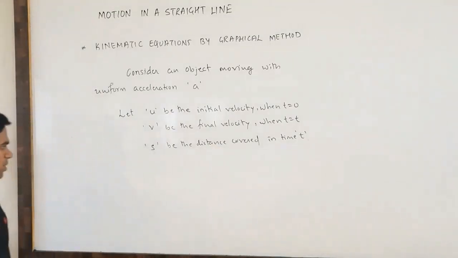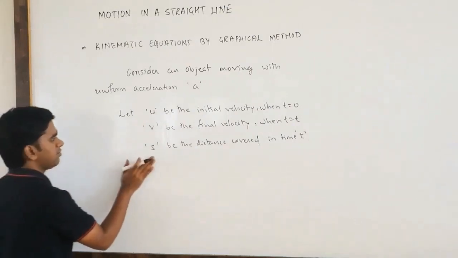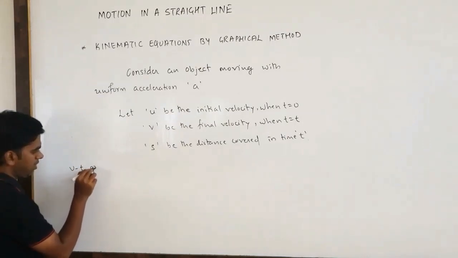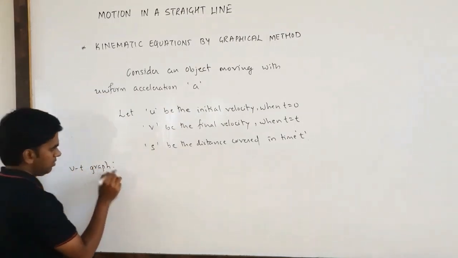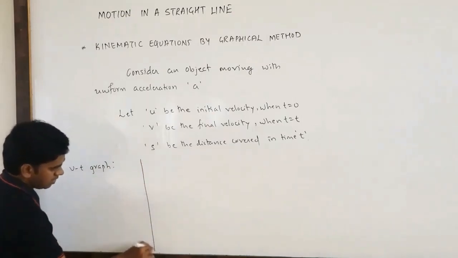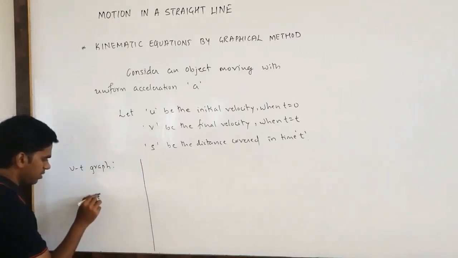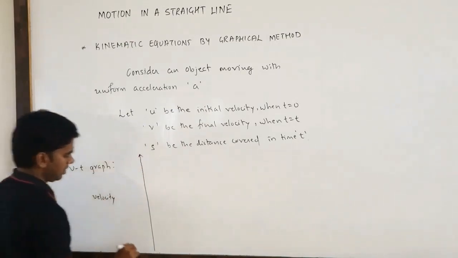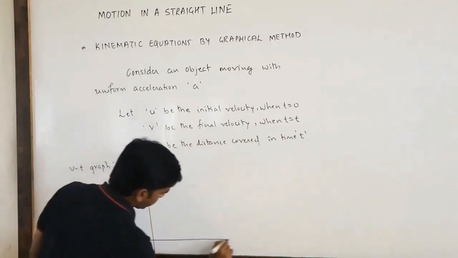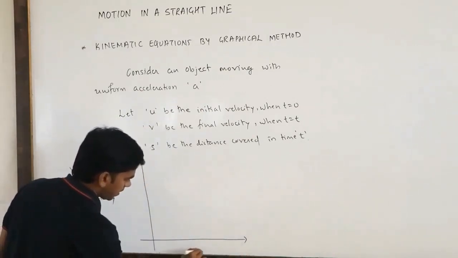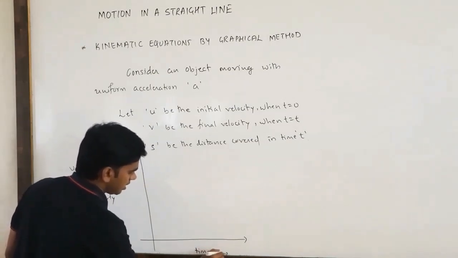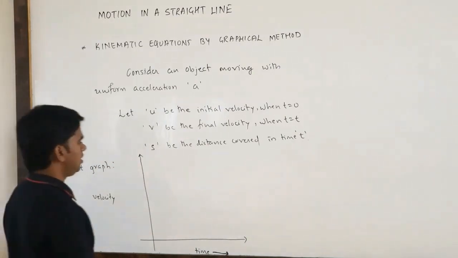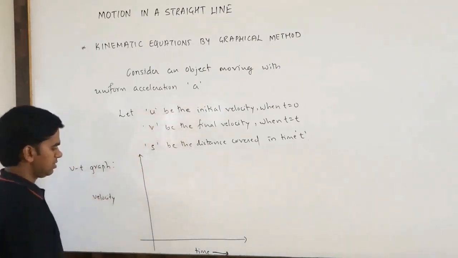Okay, so let me draw the graph here for these things. That is the v-t graph. So what will be the v-t graph for this? I will take velocity along the y-axis, and similarly I will take time along the x-axis.